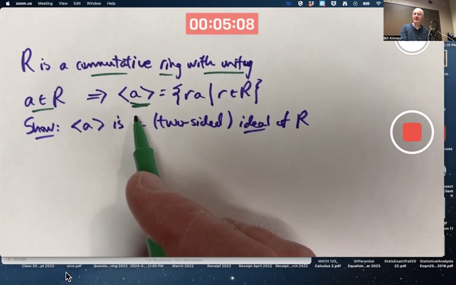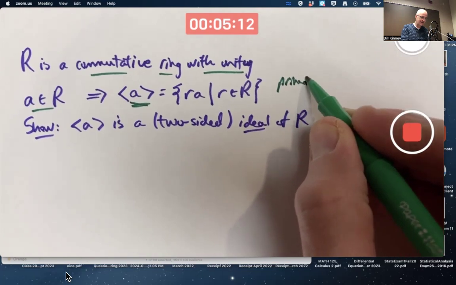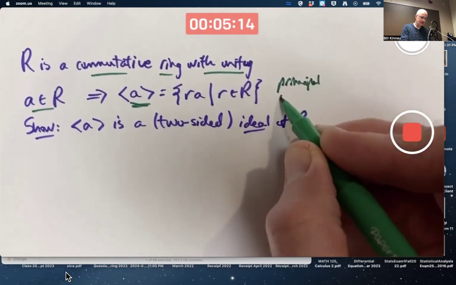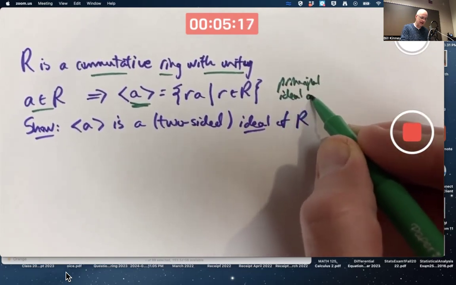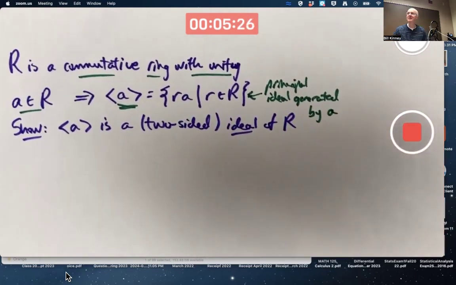In ring theory, this is called the principal ideal generated by A, not the cyclic subgroup generated by A. Could it possibly equal the cyclic subgroup generated by A when you only consider the group operation of a ring, which is addition? Possibly. Sometimes yes, but sometimes no.